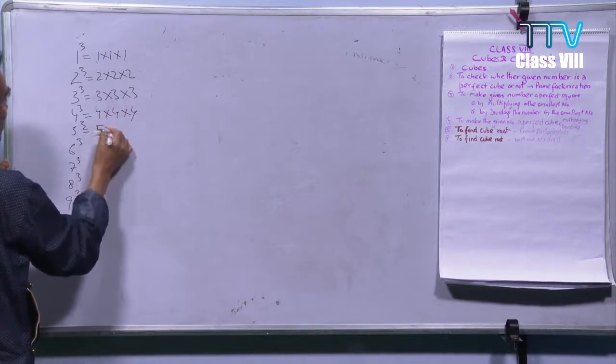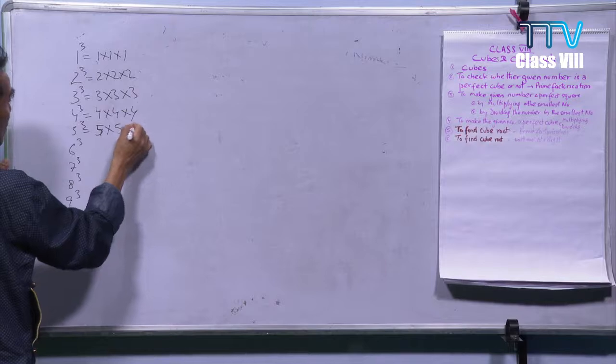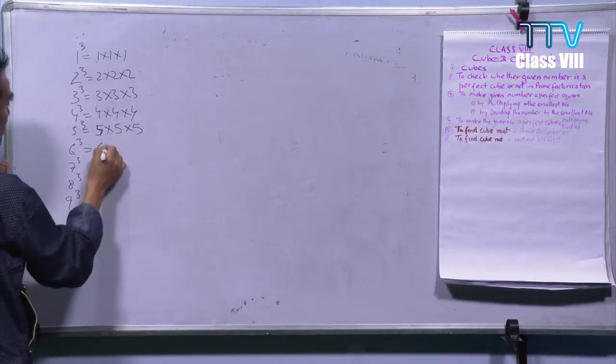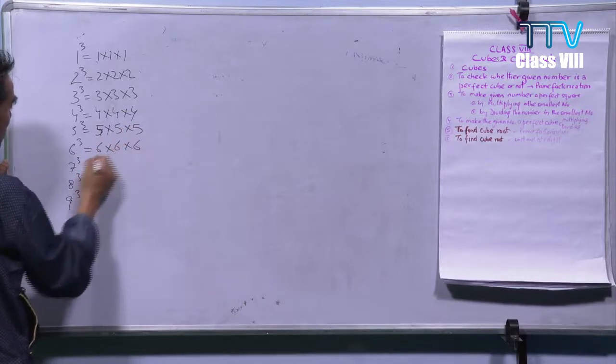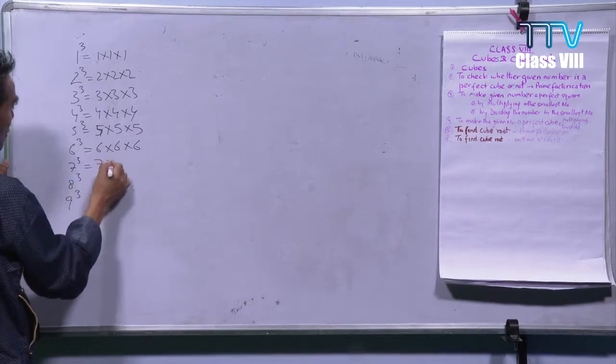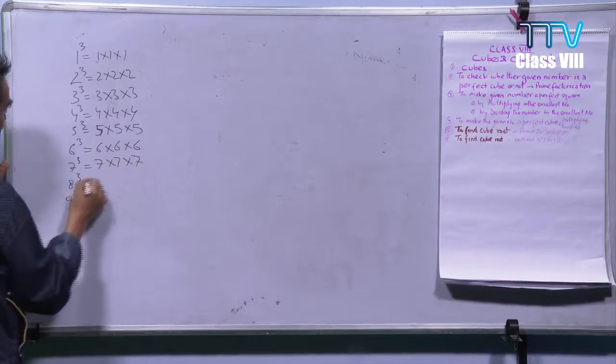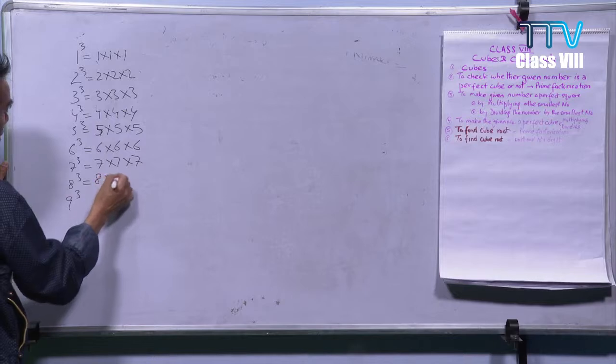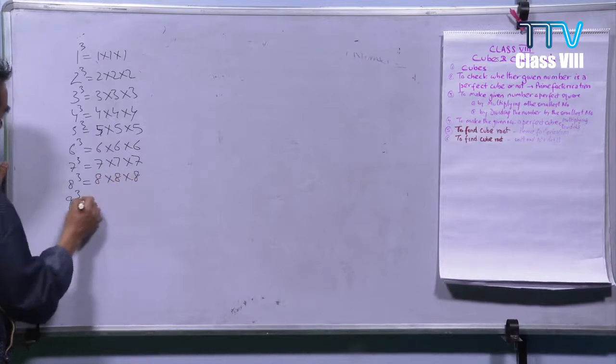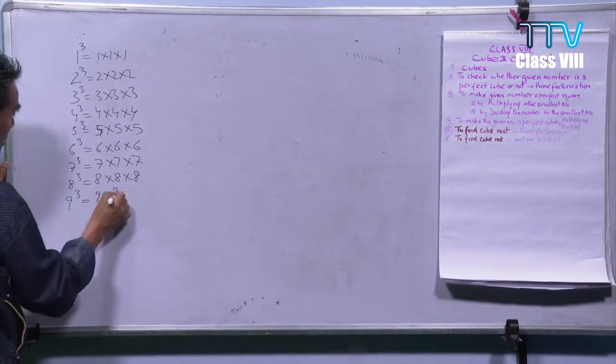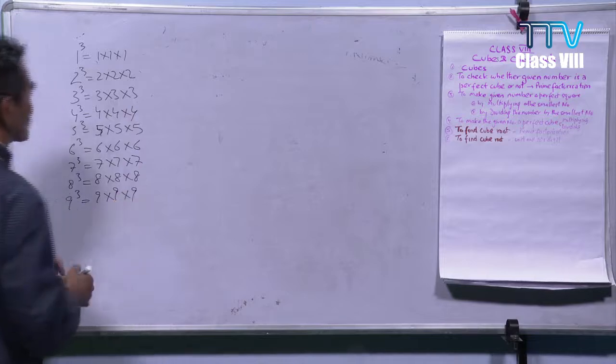And 5 cube means 5 multiplied by 5 multiplied by 5. 6 cube means 6 multiplied by 6 multiplied by 6. 7 cube means 7 multiplied by 7 multiplied by 7. And 8 cube means 8 multiplied by 8 multiplied by 8. And 9 cube, 9 multiplied by 9 multiplied by 9.